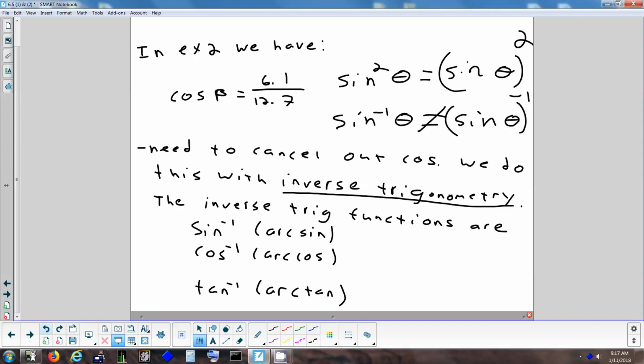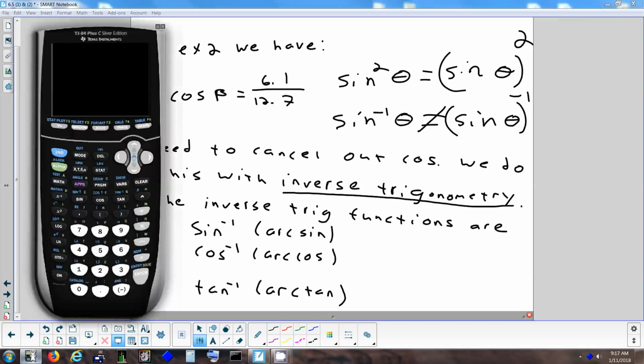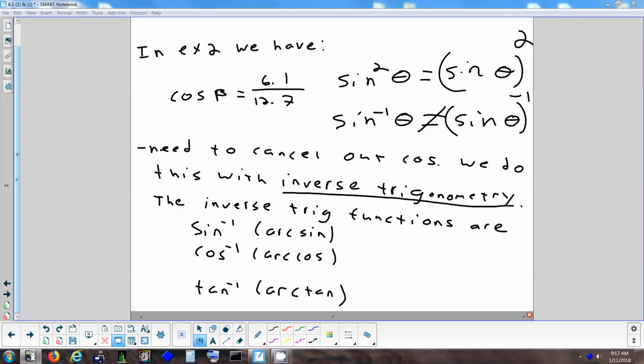That's all. Another way to write it to avoid that confusion is to write arc sine. That's another name for inverse sine. It means exactly the same thing. Arc cosine and arc tangent. There is inverse secant, inverse cosecant, and inverse cotangent. But for now, we're not going to use them for the same reason we're not using the other regular trig functions. But we'll come back to them later.